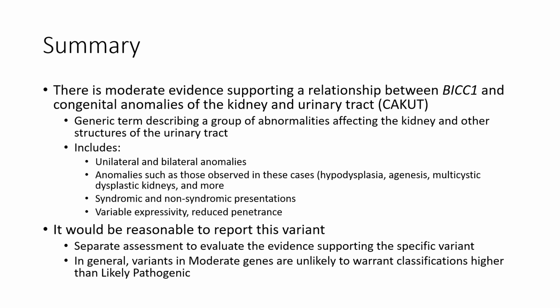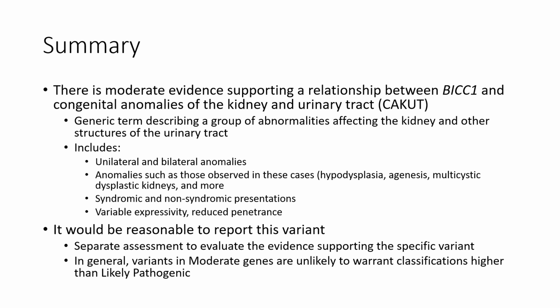The term congenital anomalies of the kidney and urinary tract is a generic one describing a group of abnormalities affecting the kidney and other structures of the urinary tract, and can include both unilateral and bilateral presentations of some of the specific anomalies we've observed in our cases. So hypodysplasia, renal agenesis, multicystic dysplastic kidneys, along with many others. There are both syndromic and non-syndromic presentations, and variable expressivity and reduced penetrance have been described. So this is, again, something that we also observed within our cases.